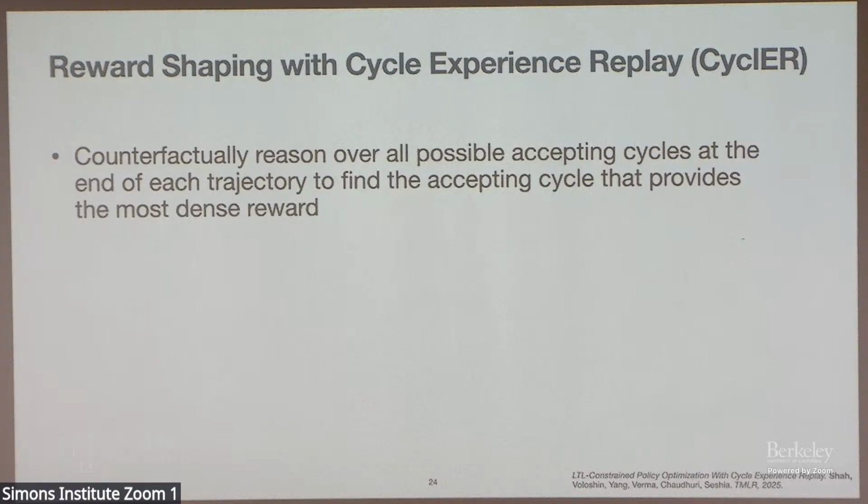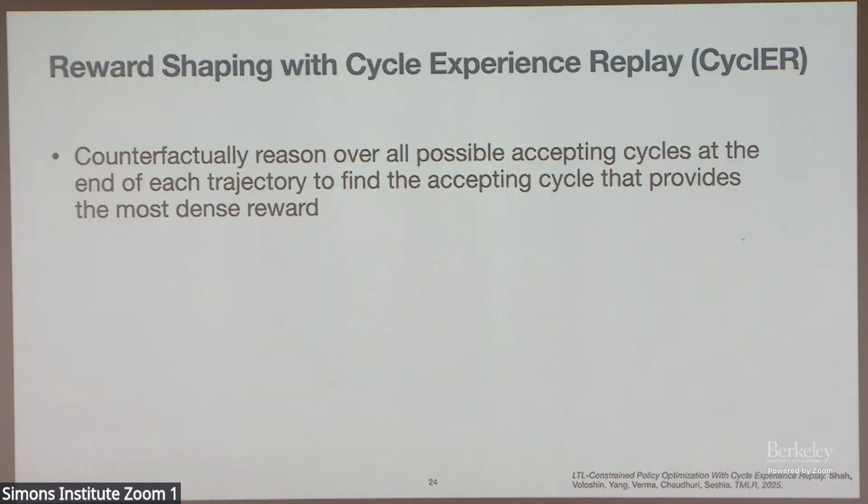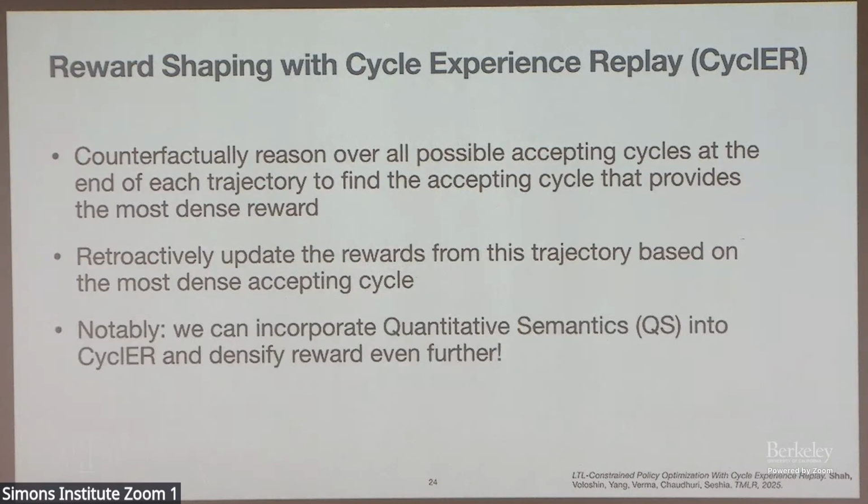So what we're going to do is act in the world. We're going to collect a trajectory. After I've collected that trajectory, I'm going to look back on that and say, okay, if I were to reason over all the possible accepting cycles in my automaton under that trajectory, which one would give me the most reward? Once I've picked the right cycle that's giving me the most reward, I will retroactively update the rewards in that trajectory. I'm going to go back and backfill them based on the accepting cycle that gave me the most reward.